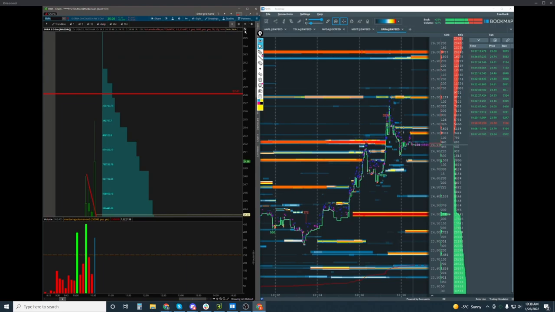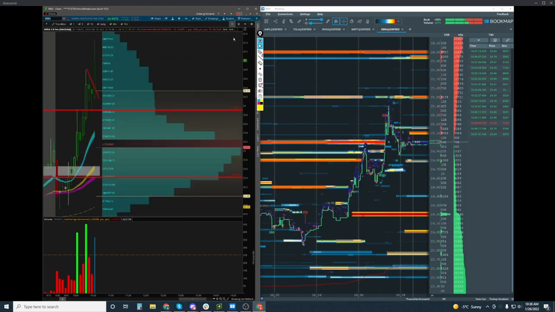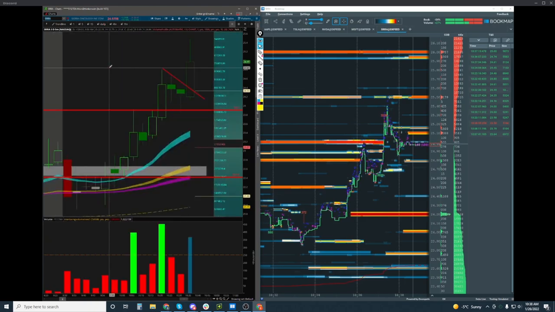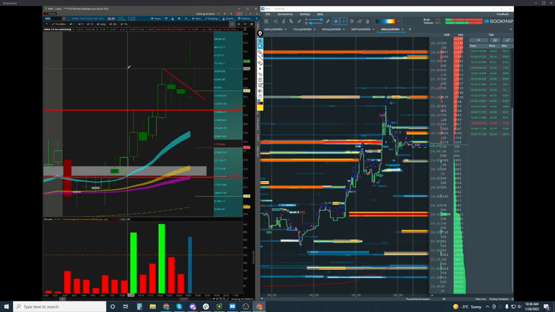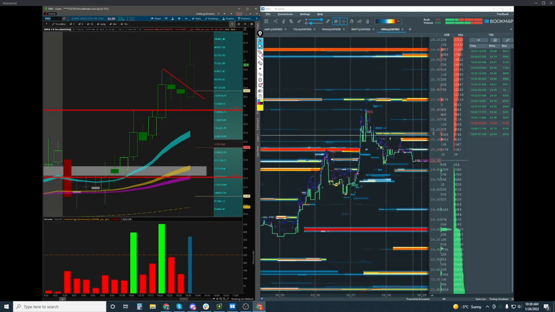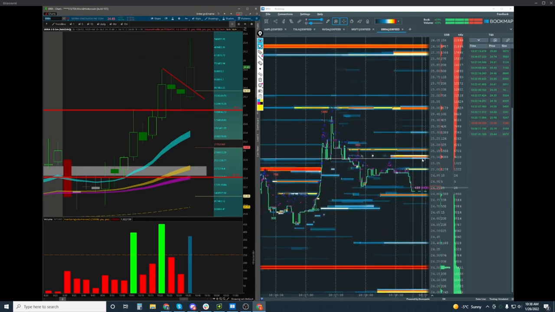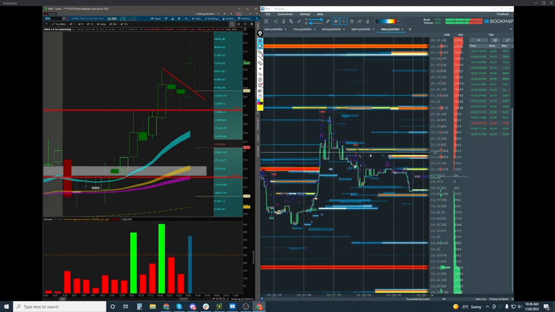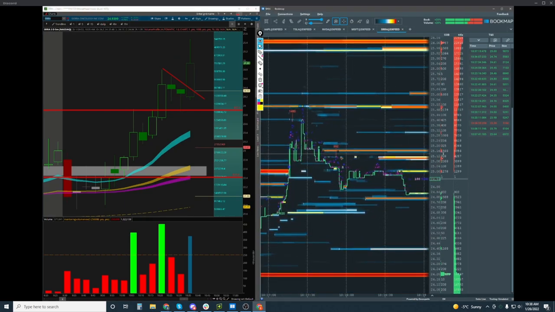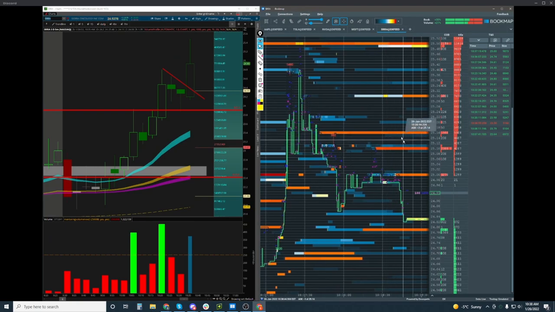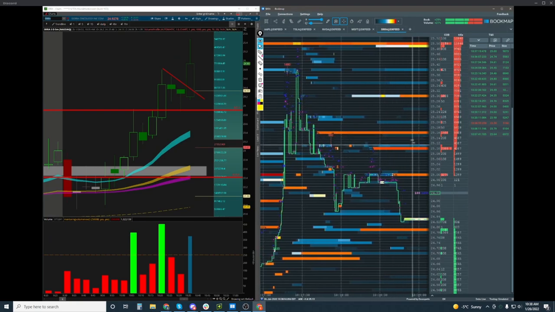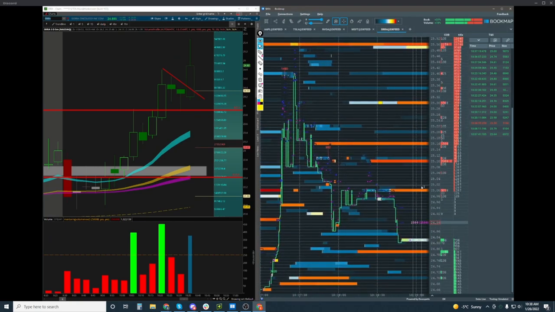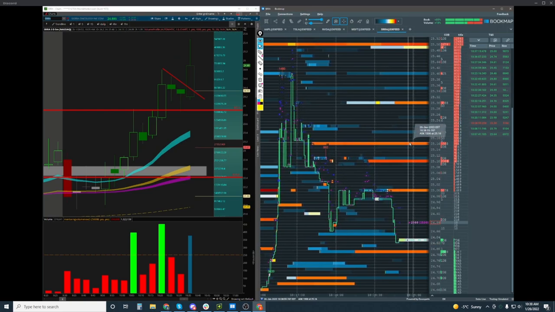So they're trying to hold it. Some seller at 25.10, another one at 25.15. So they're trying over here to put a little bit of resistance above, creating a small wall of sellers: 25, 25.10, 25.16.